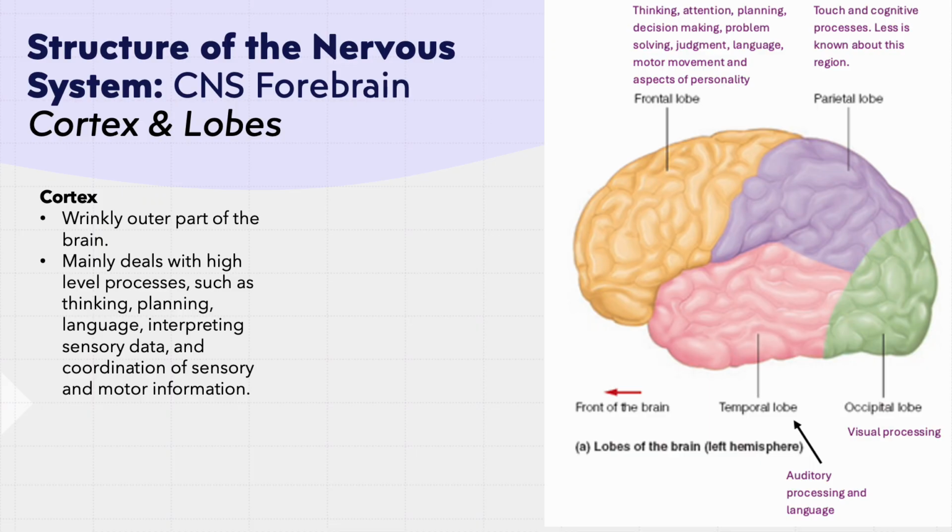The parietal lobe is more for touch and cognitive processes. Less is known about this region, so they're still doing research on it. And then you have your frontal lobe. That's for thinking, attention, planning, decision making, problem solving, judgment, language, motor movement, and aspects of personality.